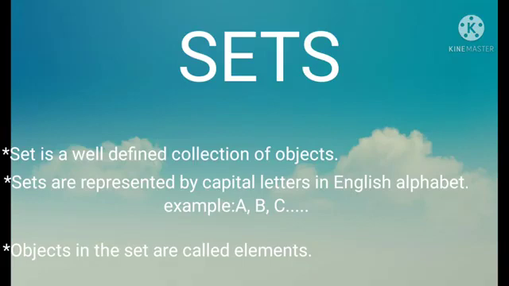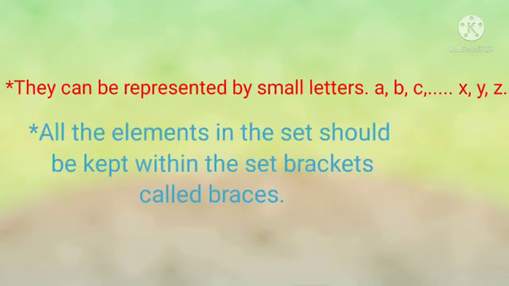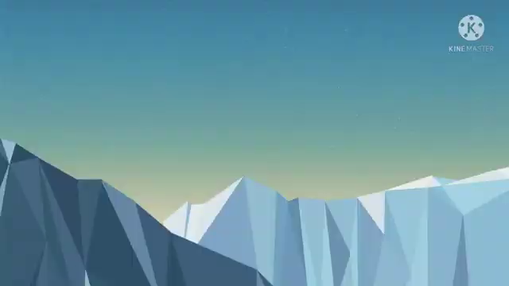A set is a well-defined collection of objects. Sets are represented by capital letters of the English alphabet. For example, capital A, capital B, capital C. Objects in the set are called elements. They can be represented by small letters, small a, small b, small c, and so on, small x, small y, small z. All the elements in a set should be kept within set brackets called braces.